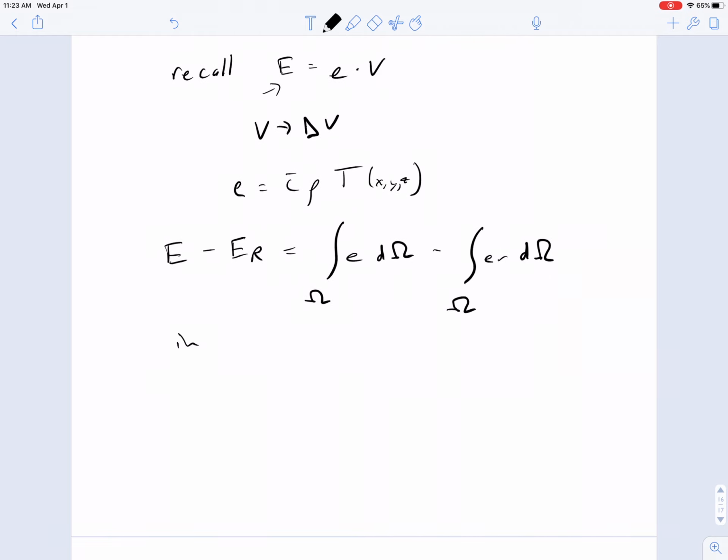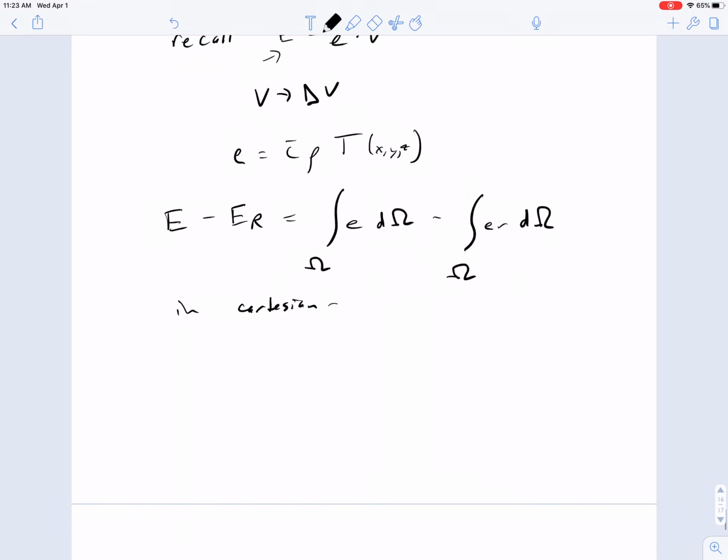In Cartesian, as we have here, we simply have x is on the interval of 0 to Lx. Oops, that's inclusive of Lx, not exclusive of Lx. Y is on the interval of 0, Ly. And z is on the interval of 0, Lz.